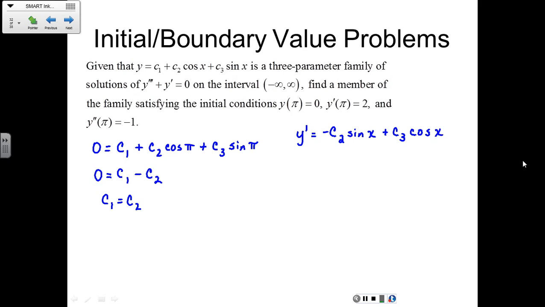Now they gave us an initial value here and said that y prime of pi equals 2. So 2 equals negative C2 sine of pi plus C3 cosine of pi. So help me out there. We said sine of pi was 0, didn't we? And cosine of pi, y'all said, was negative 1. Okay, so what's C3 equal to?